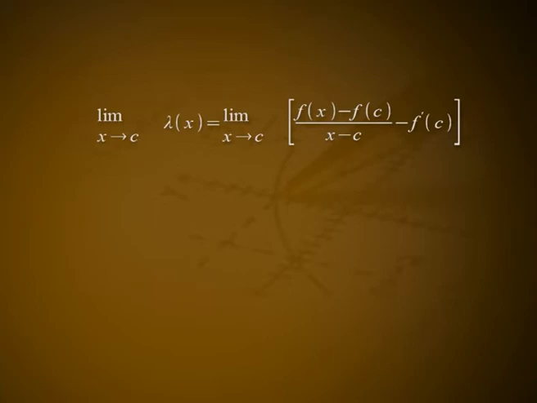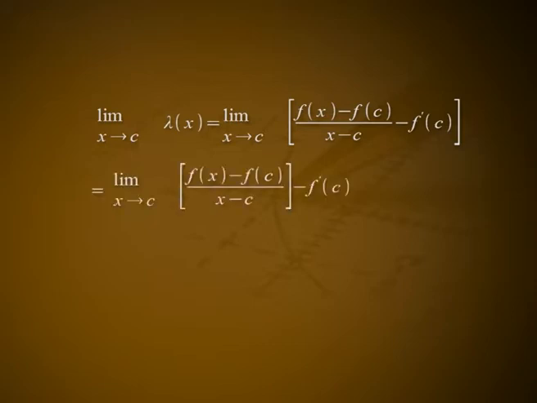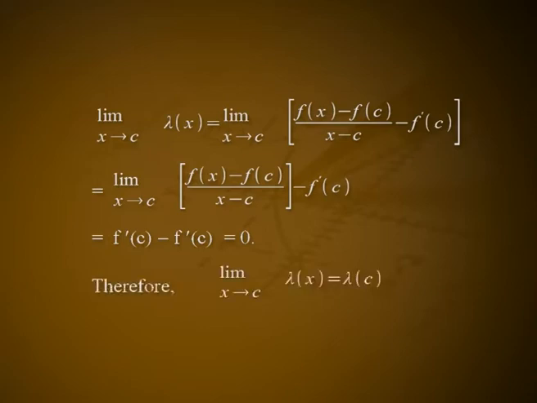Then limit x tends to c of lambda(x) equal to limit x tends to c of (f(x) minus f(c)) by (x minus c) minus f prime of c, which is equal to f prime of c minus f prime of c equal to 0. Therefore, limit x tends to c of lambda(x) equal to lambda(c). This shows the continuity of function lambda at c.